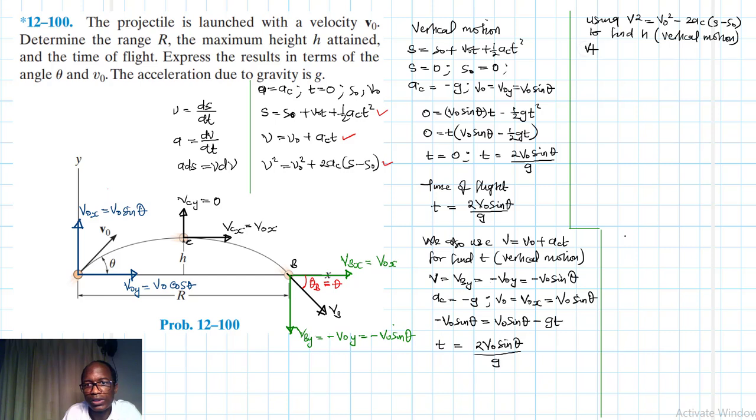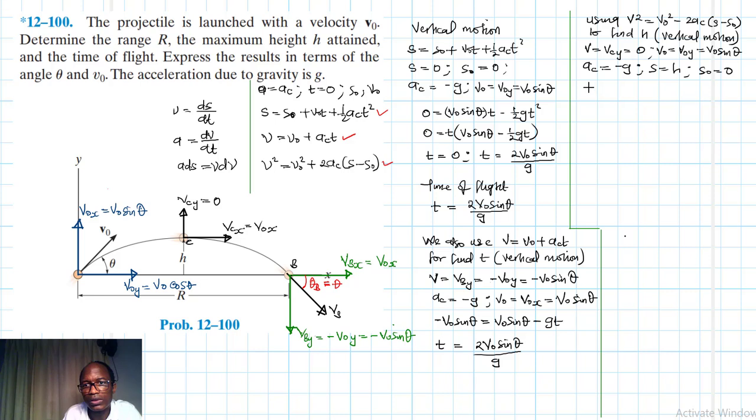Therefore, we have v itself, which is just v_y and is equal to 0, and we have v naught, which is just v_0y, and is equal to v naught sine theta, and then we have, of course, a_c equal to minus g, and then we have s equal to h, and then s naught equal to 0.